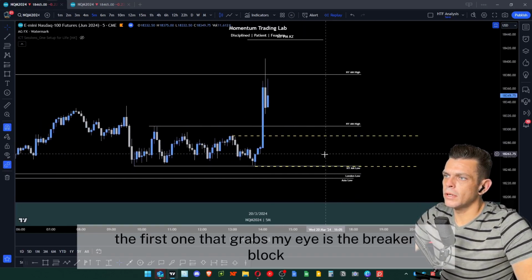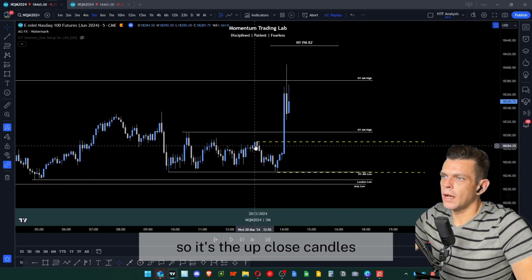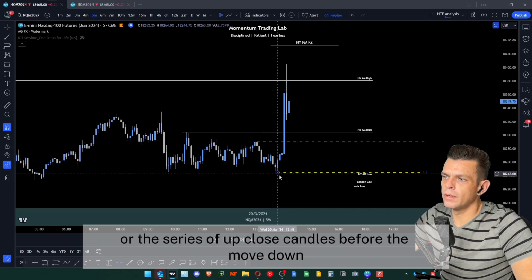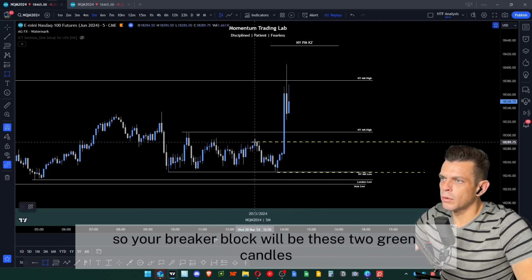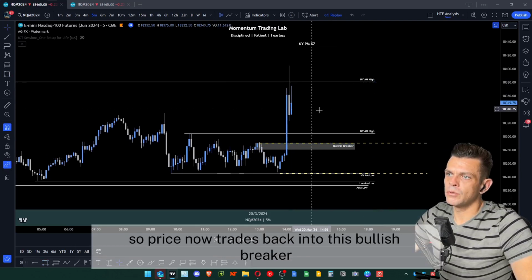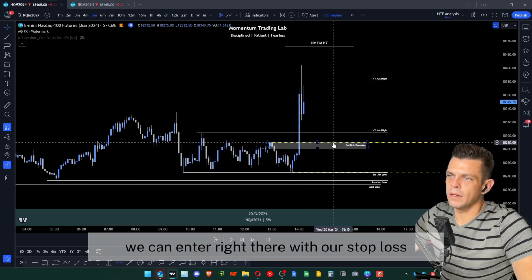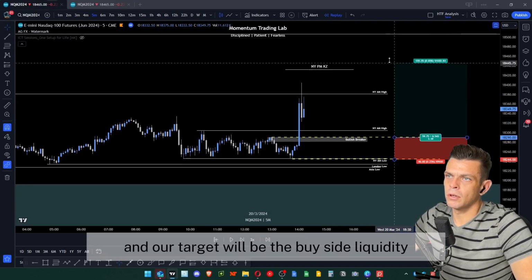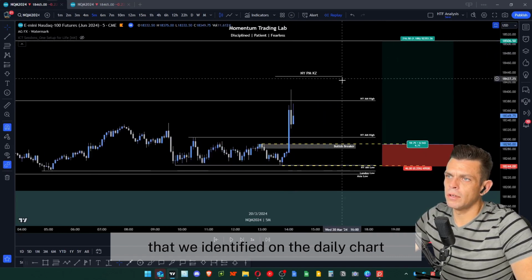The first one that grabs my eye is the breaker block. It's the up close candle or the series of up close candles before the move down that does the raid on liquidity. So your breaker block will be these two green candles. If price now trades back into this bullish breaker, we can enter right there with our stop loss below this low. And our target will be the buy side liquidity that we identified on the daily chart.